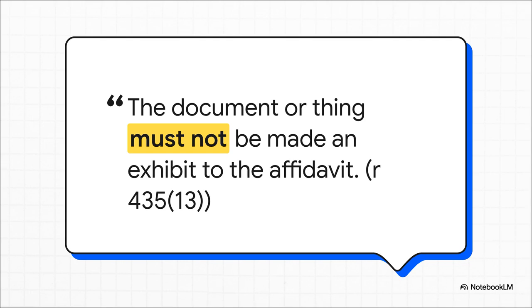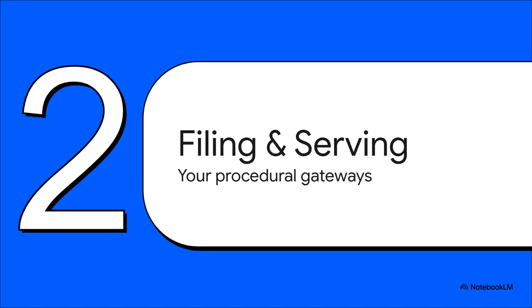And here's a rule that trips up so many junior practitioners. If a document is already on the court file, say it's an annexure to a pleading, you do not re-exhibit it. Just refer to it clearly in the affidavit. This is so important. It avoids cluttering up the record, and frankly, it signals to the judge that you actually know what you're doing.